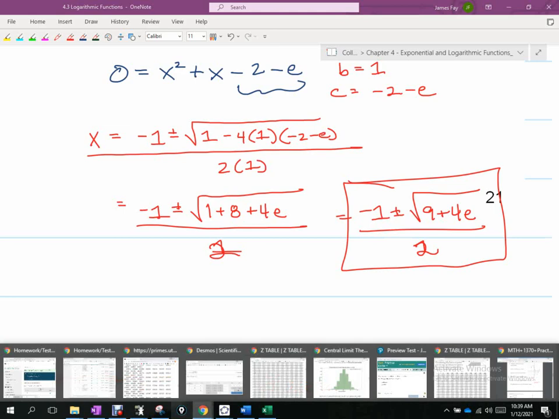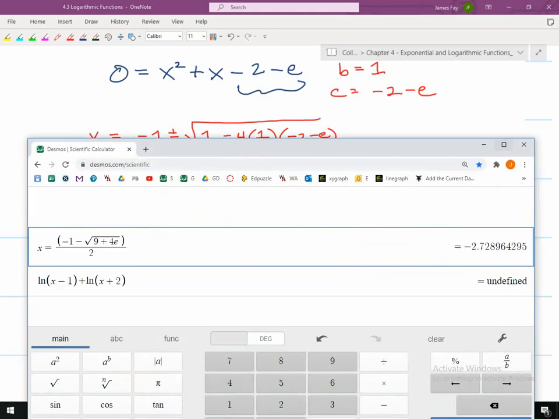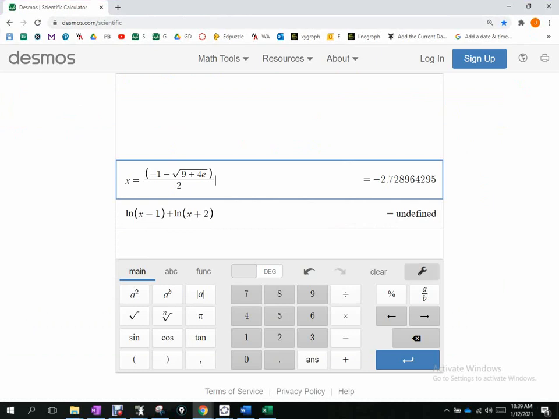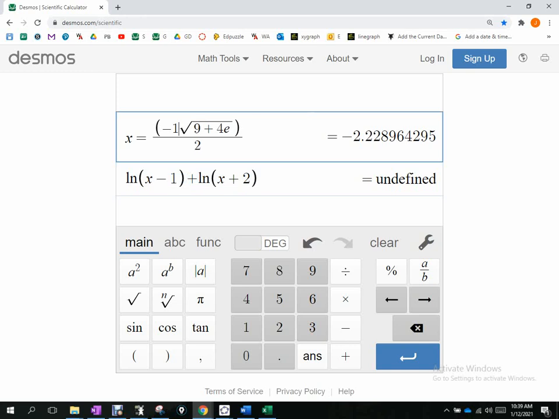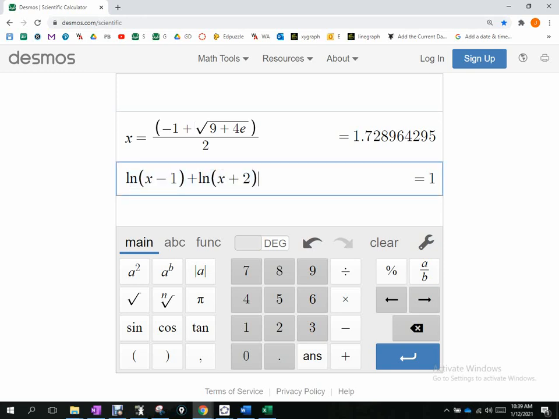Let's go ahead real quick. I think I've already typed this into Desmos for us. Let's just do the plus version first. So negative 1 plus the square root of 9 plus 4e, over 2. Okay, I get my 1.7289 number. And then if I define that as x, you can see down here that it does indeed create the equation we started with, right? We get that 1 that we were looking for. Okay, so that's a solution.